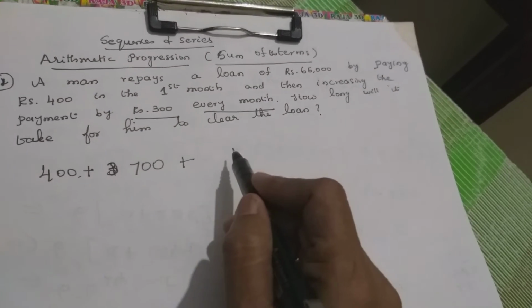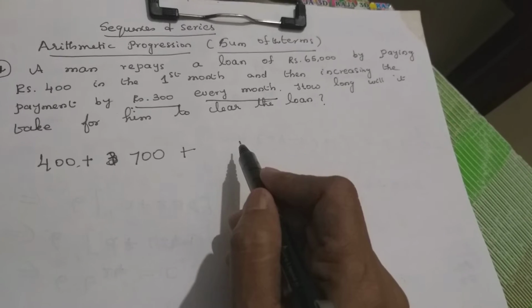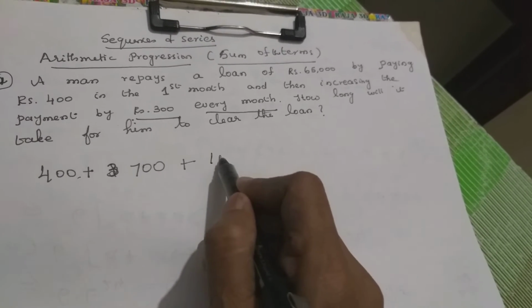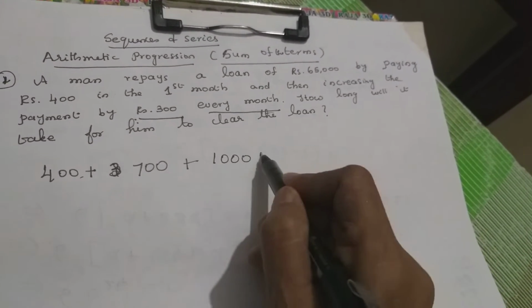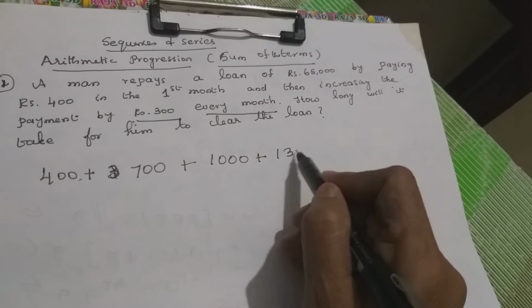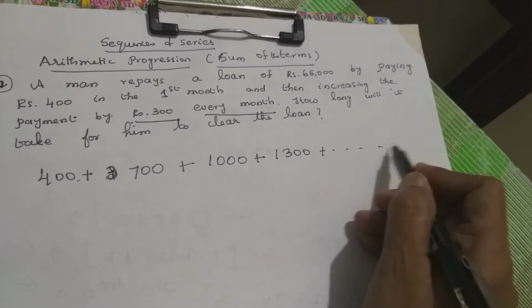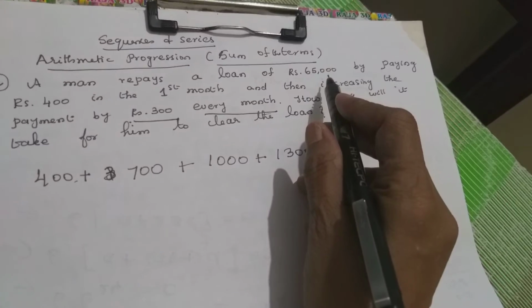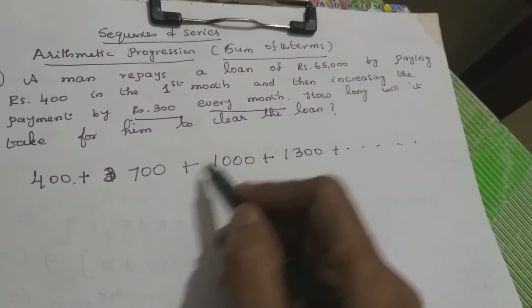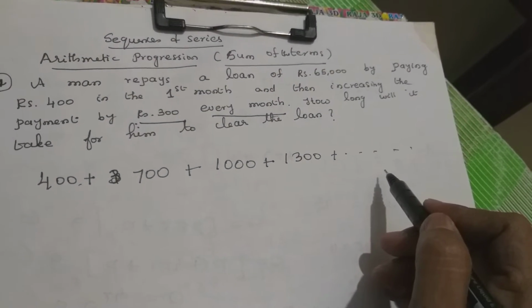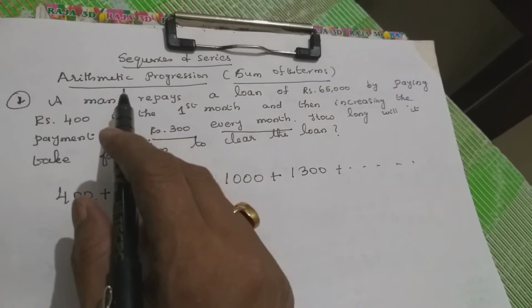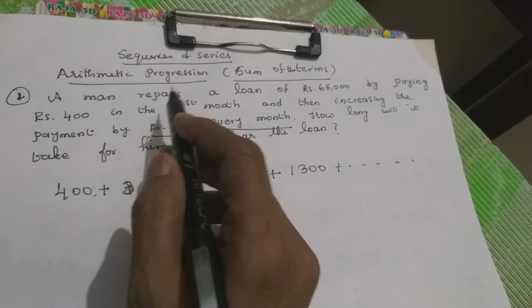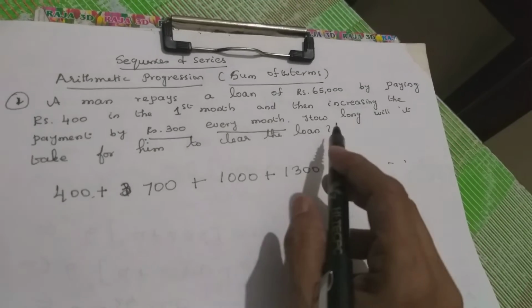But we don't know how many months he is paying; that we have to find out. Next month, how much will he pay? 700 plus 300 is 1000. Then the next month, 1300, and so on. The total loan taken is 65,000, so you cannot just add like this and calculate. It's very difficult, so we are going to use the sum of the terms in AP.